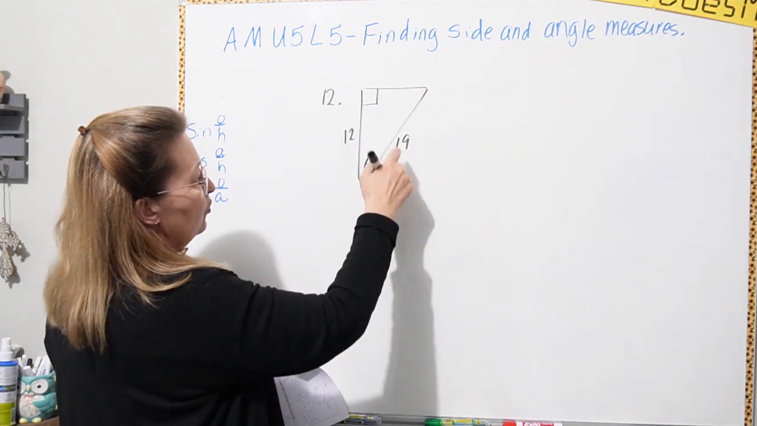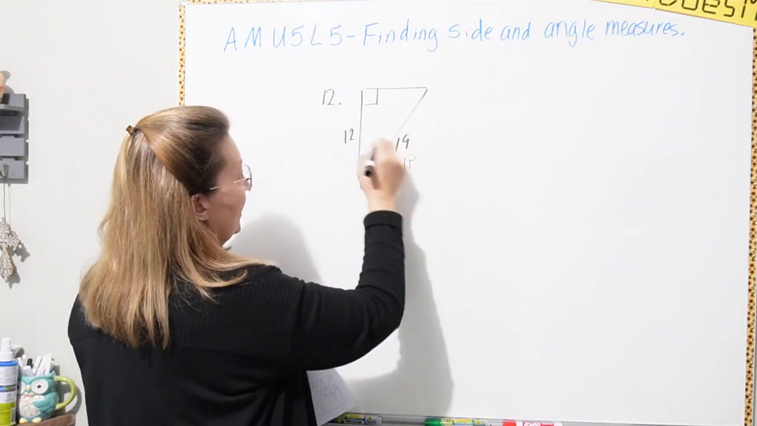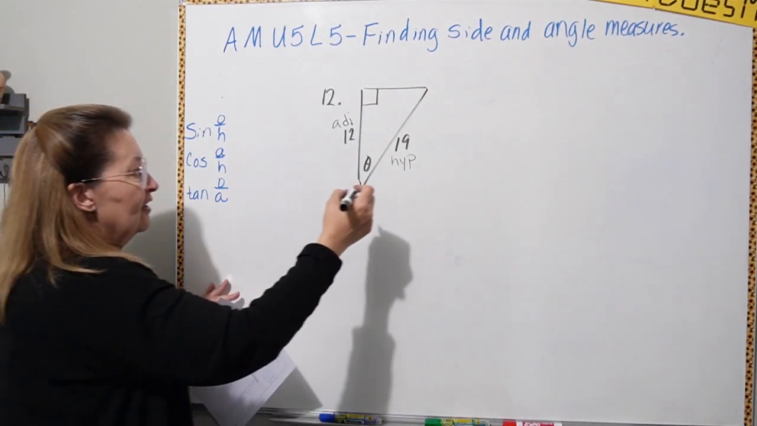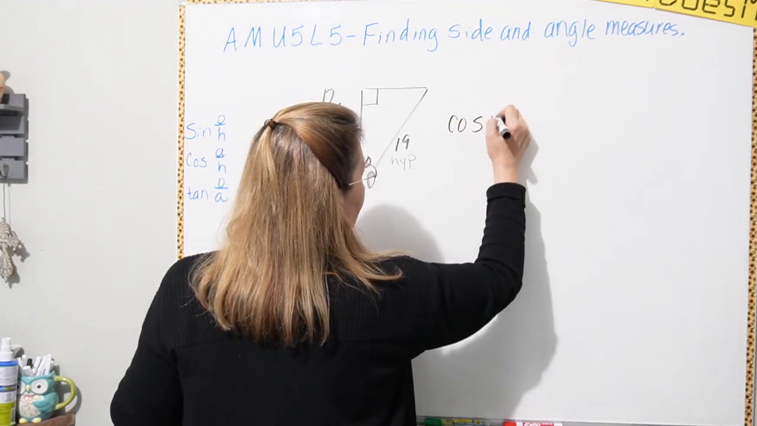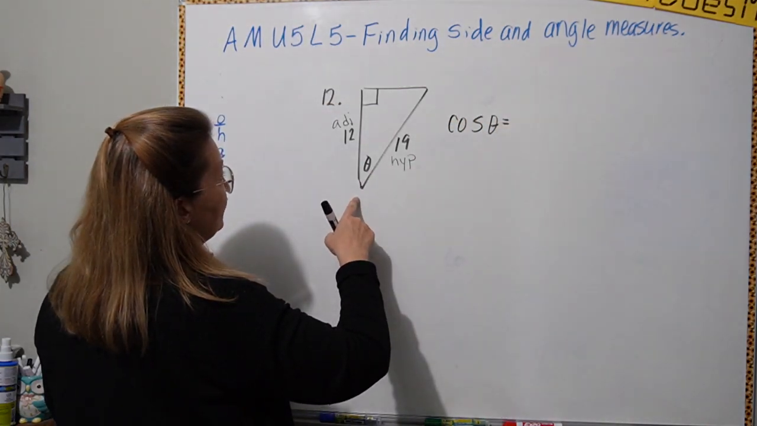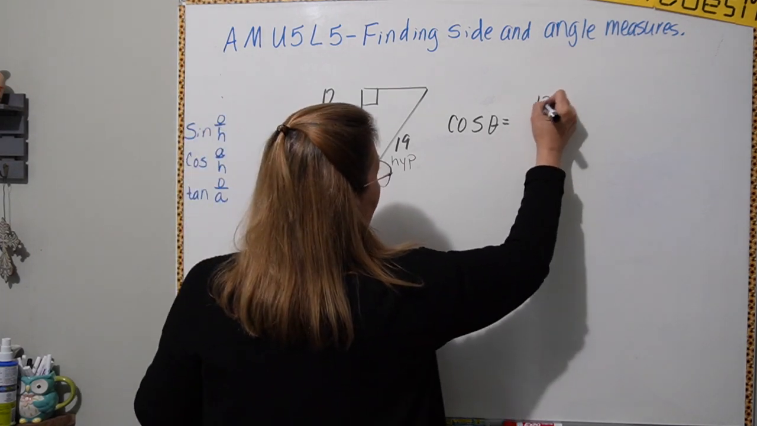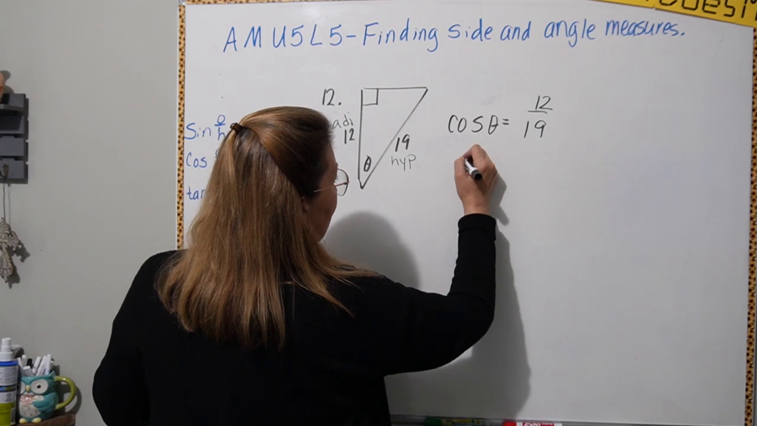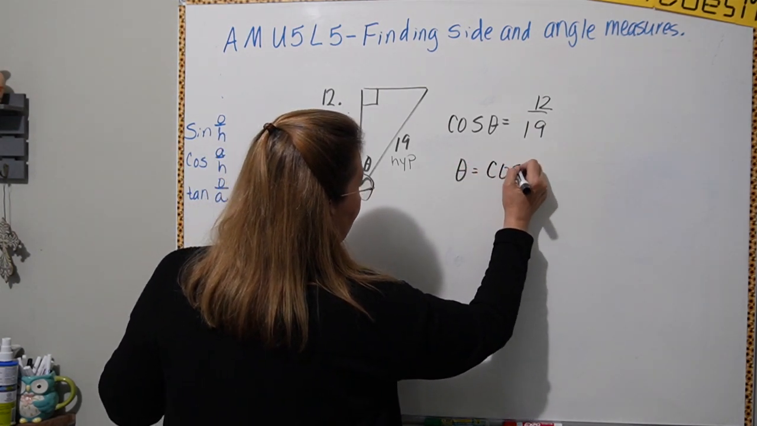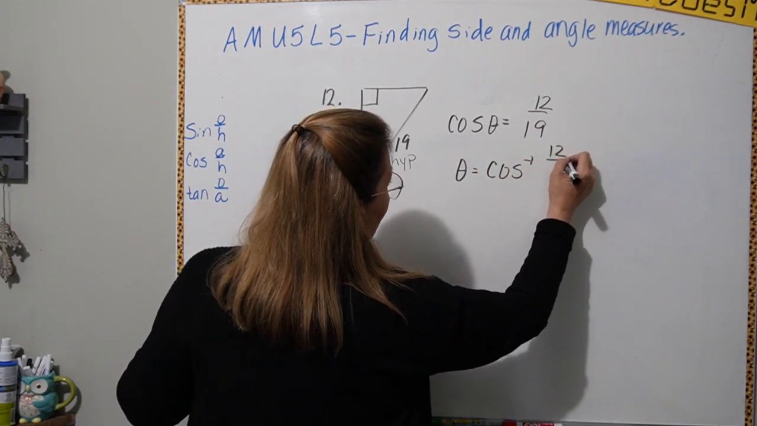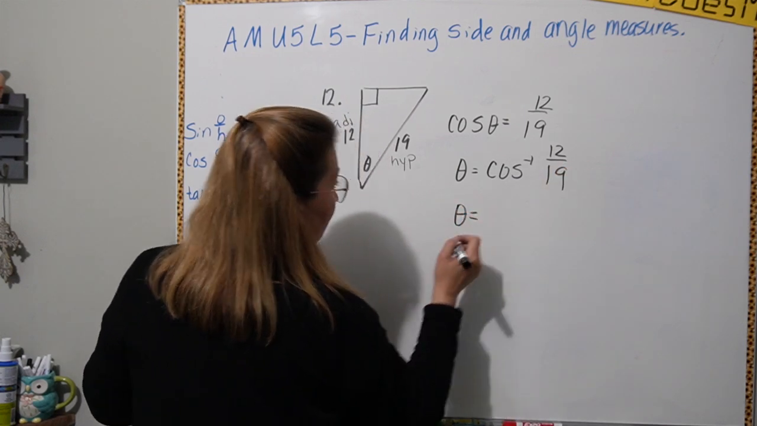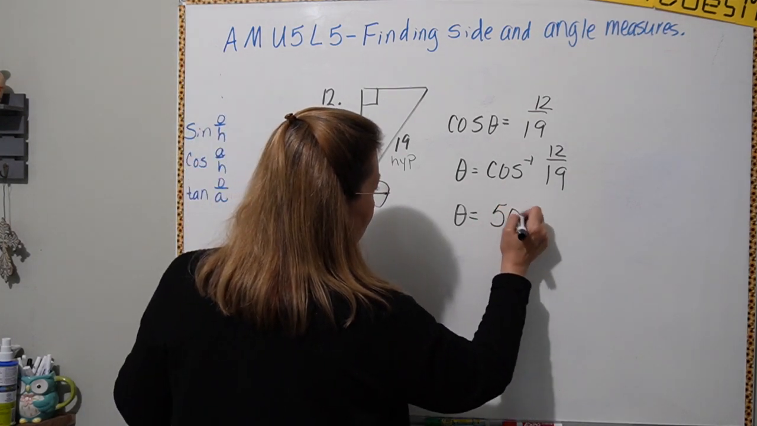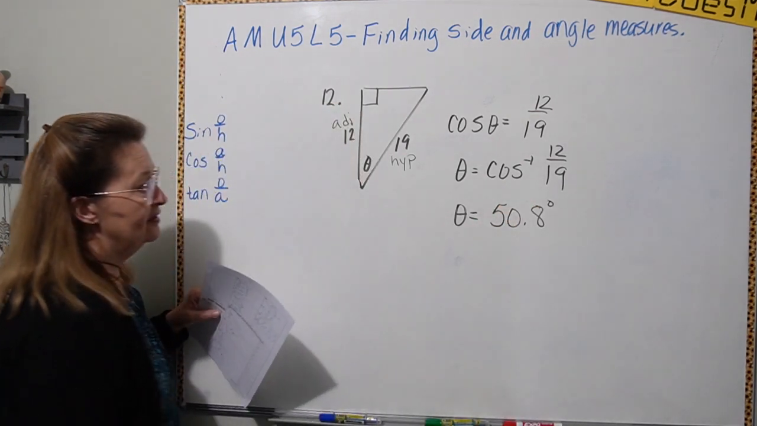Okay, let's try number 12 now. Here's theta. So what do I have? I have my hypotenuse and I have the side adjacent. So which function is that going to use? Well, that's going to be your cosine function. So cosine of theta is equal to the side adjacent, which is 12, over the hypotenuse, which is 19. Let's convert. So theta is equal to inverse cosine of 12 over 19. And that's going to be time for your calculator. When you punch that in, it's going to tell you 50.8 degrees.